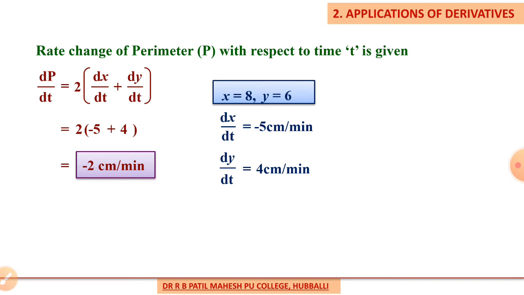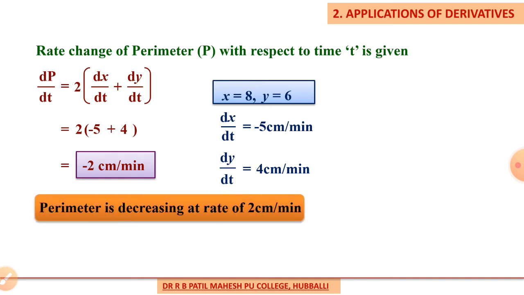So dP by dt is equal to minus 2 centimeter per minute, which means the minus sign indicates it decreases. That is, the perimeter is decreasing at the rate of 2 centimeter per minute.